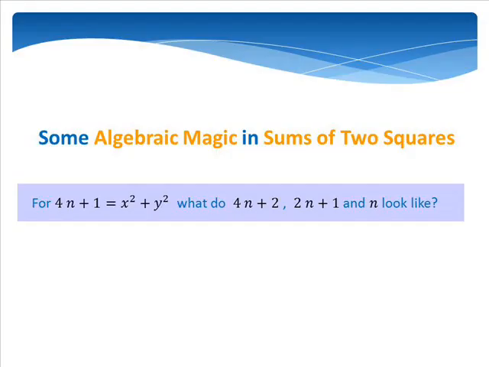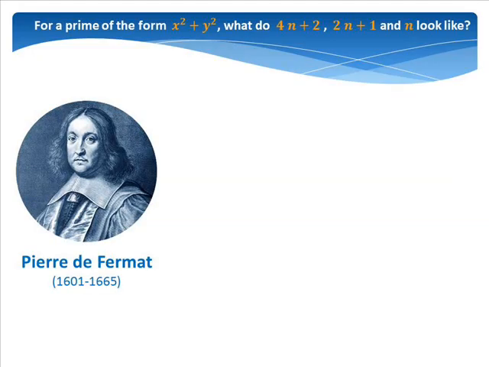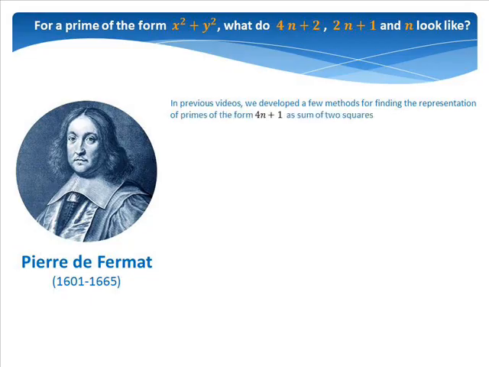For 4n plus 1 equals x squared plus y squared, what do 4n plus 2, 2n plus 1, and n look like? In previous videos, we developed a few methods for finding the representation of primes of the form 4n plus 1 as sum of two squares, most of them relying on an infinite descent technique.